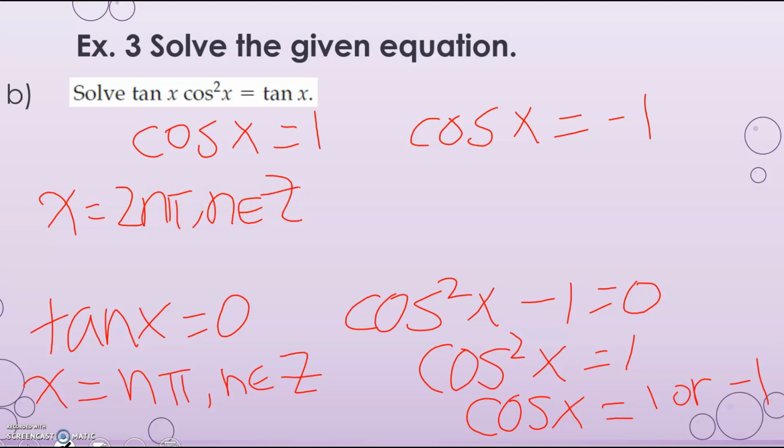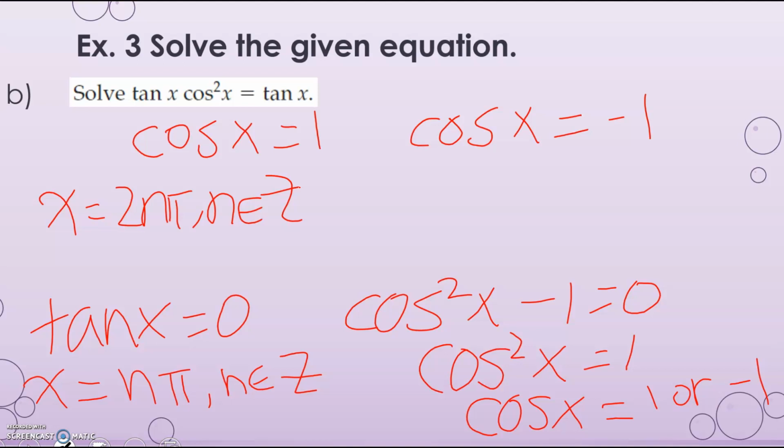Now, where does cosine equal -1? We just talked about it. Cosine's table of values goes from 1, 0, -1. So cosine of pi is -1. But the next one we're going to have, remember, the period for cosine is 2 pi. So the next one is at 3 pi, and then 5 pi, and then 7 pi.